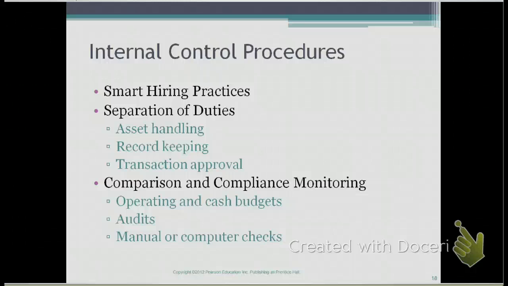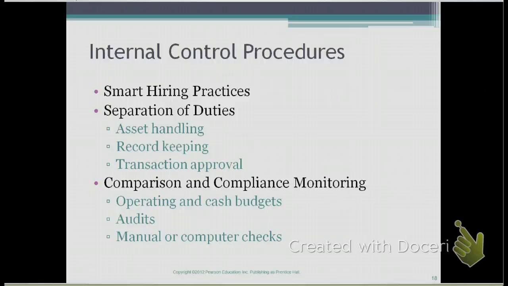Let's talk about the internal control procedures. These are procedures that companies put in place to make sure that the objectives of internal controls are met. If you remember, we talked about the 5 objectives of internal controls. These are the procedures that they implement to make sure that these objectives are met.